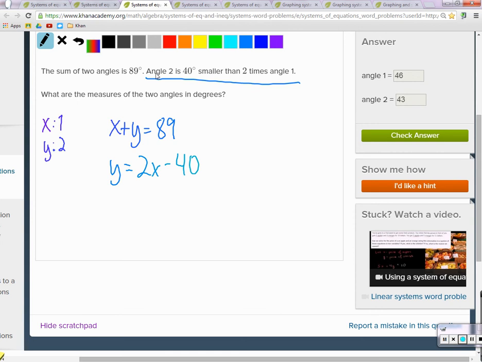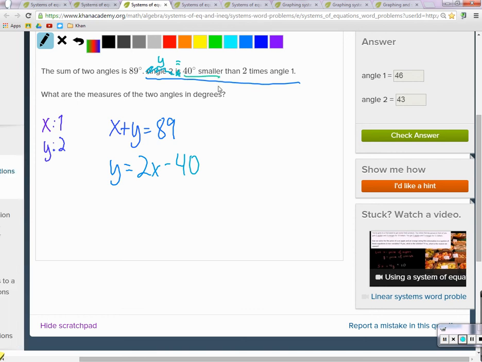What are we calling angle two? Y. We're calling it y. So now we can start to reread the sentence as y is. Now when I say y is, what does that mean? Y is something. Equals. Yeah, like we're making a statement. Y is equal to, equivalent to something else. So we can replace this with equals. What does 40 smaller mean? Subtract. Yeah, if you have 40 less of something than I do, you take what I have, subtract 40, that's what you have, right?